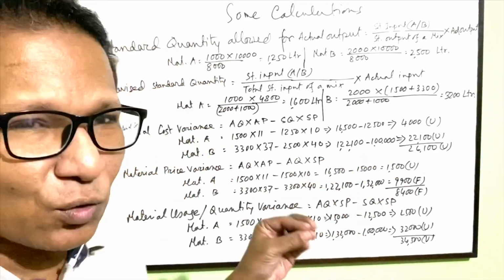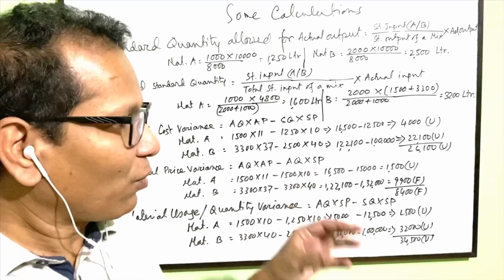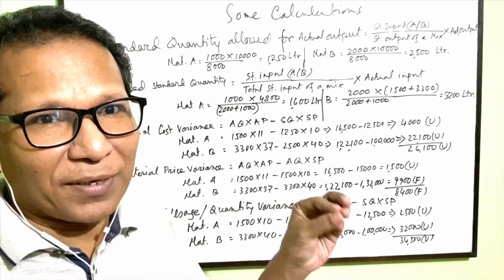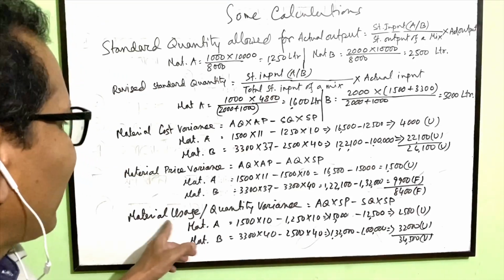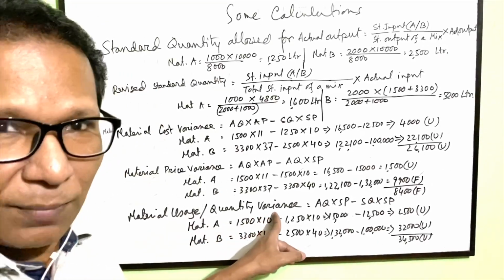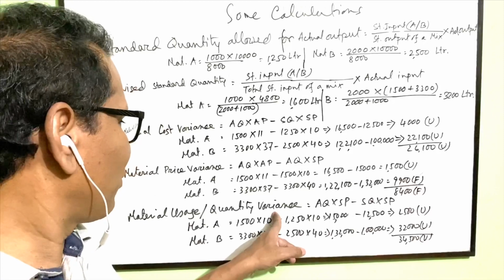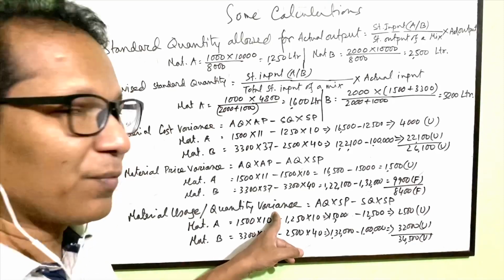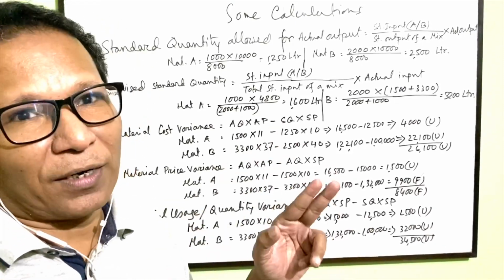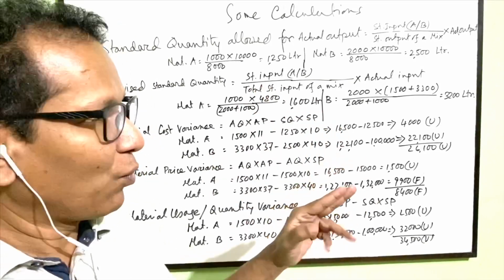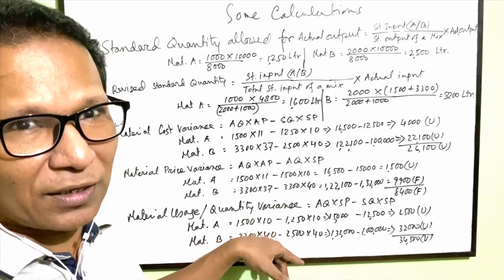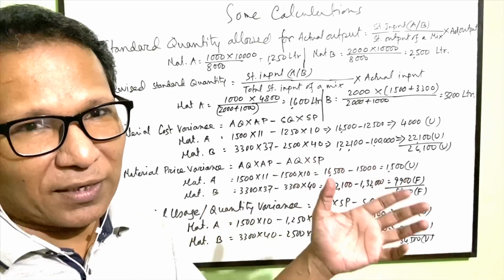Since there are two materials in this problem, now we calculate material mix and yield variance. Mix and yield variance will be derived from material usage or quantity variance. Material quantity variance, or usage variance, is divided into two parts: one is mix variance and the other is yield variance. We calculate the mix variance and yield variance.